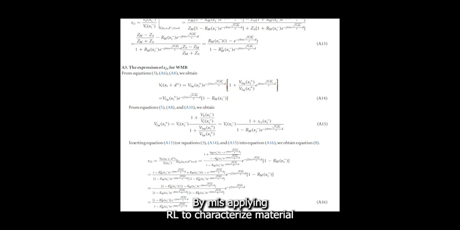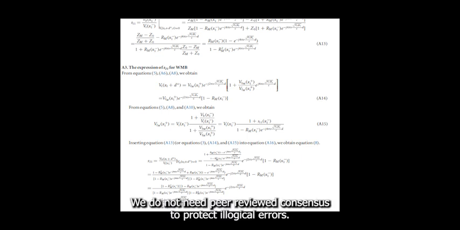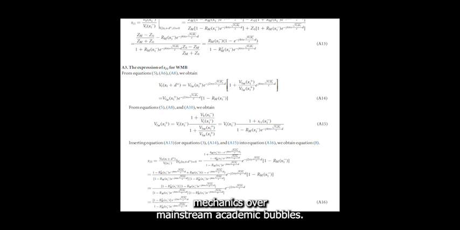By misapplying RL to characterize material properties and ignoring basic boundary superposition, modern materials science has built a half-century-old card house of false theory. We do not need peer-reviewed consensus to protect illogical errors. We need to reclaim the absolute primacy of classic wave mechanics over mainstream academic bubbles.